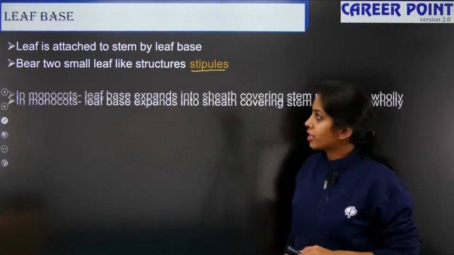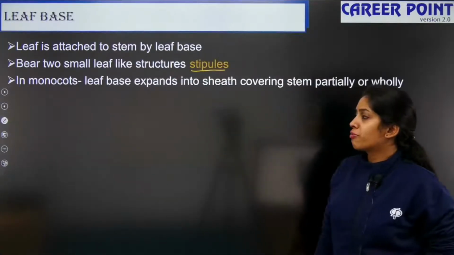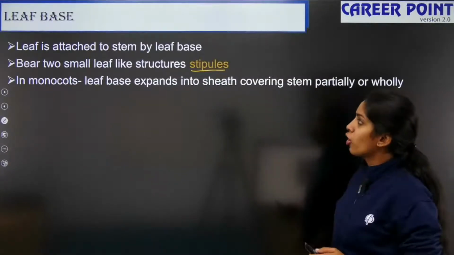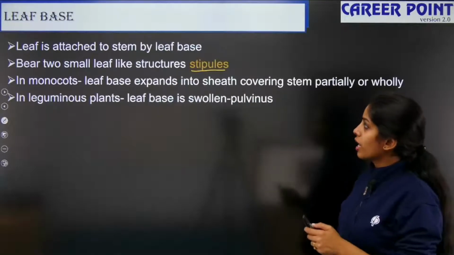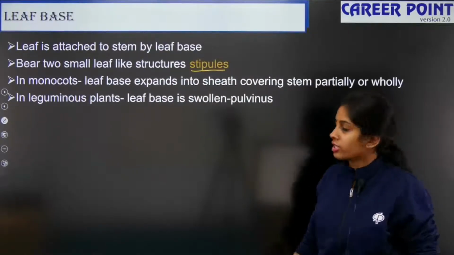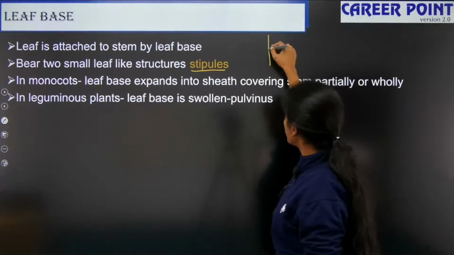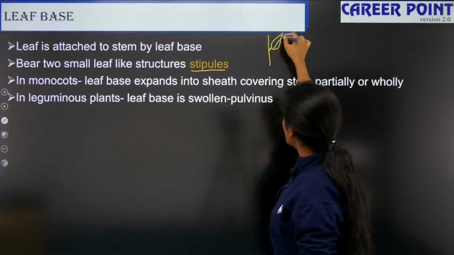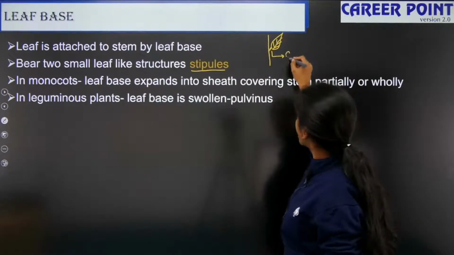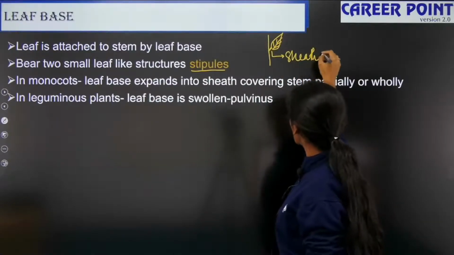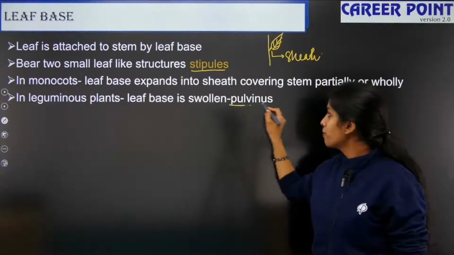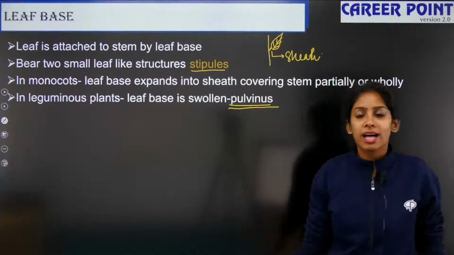Moving further, in monocots the leaf base expands into a sheath that covers the stem partially or wholly. So in monocots the leaf base is modified into a sheath. This is a stem, you have a leaf base, then you have the leaf. This leaf base is modified into a sheath in case of monocots, and in leguminous plants it is swollen. The swollen portion of the leaf base is known as pulvinus.